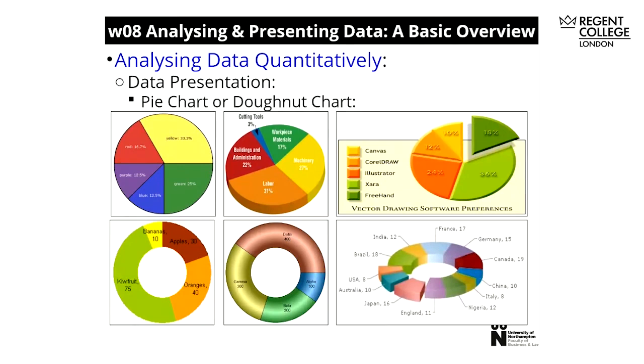Let's look at the one on the bottom right corner. So we have India, 12%. Imagine this level of COVID-19 or something. Germany 15, Canada 15, China 10. So you present your data. If there's a hole at the middle, it's going to be a donut chart. If there is no hole at the middle of it, it's going to be a pie chart.